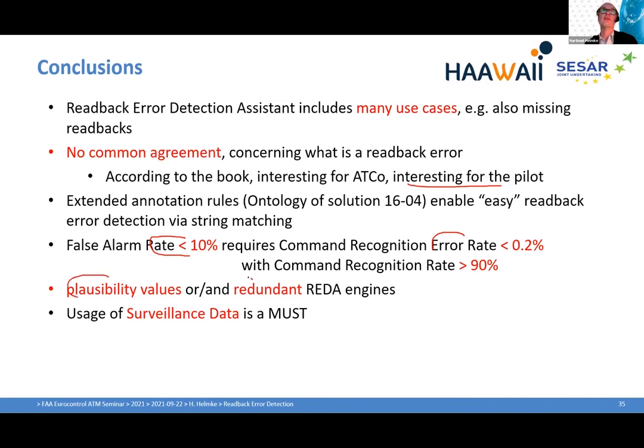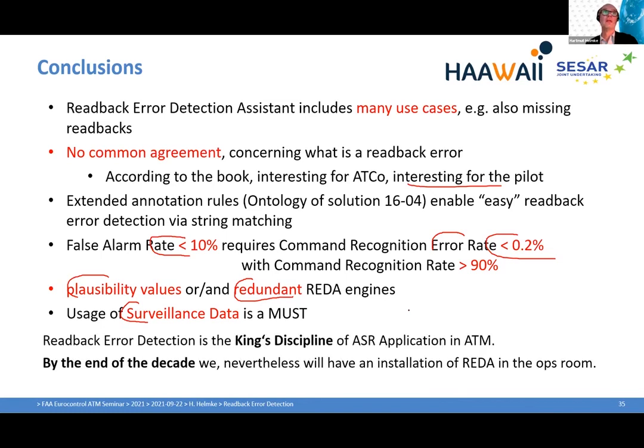What we are currently also thinking about, to get this low number, is to use redundant readback error detection engines and different speech recognizers. Only if all of them say there is a readback error, then show it to the ATCO. And I think what I have shown, and also in other talks already, is to use the surveillance data. Otherwise you will not be able to get these low error rates. So the final remark: I think readback error detection is really the king discipline of speech recognition applications in ATM.